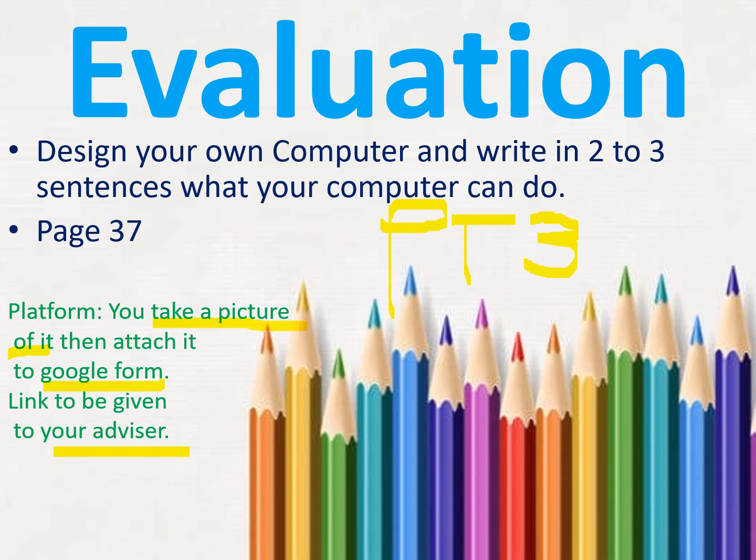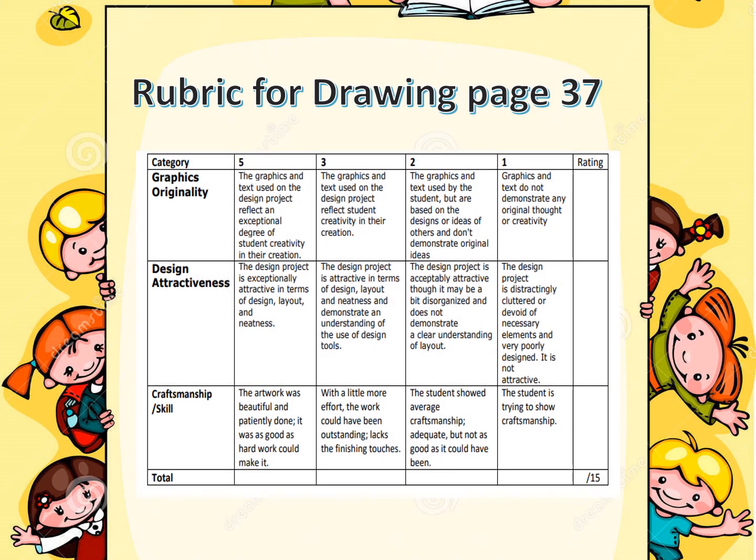Link to be given again to your advisor. And the deadline for this one will be 6 days always in the making. Okay, so you count. If today is Tuesday, if today is Wednesday, the deadline is Tuesday. So it's always 6 days in the making. This is your rubric for your guide in page 37. Graphics, design, attractiveness, craftsmanship. Then it's a total of 15 out of 15 for the perfect score.